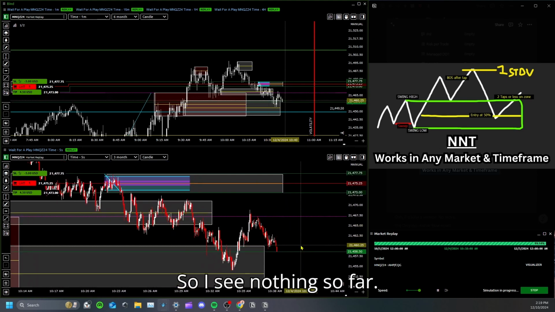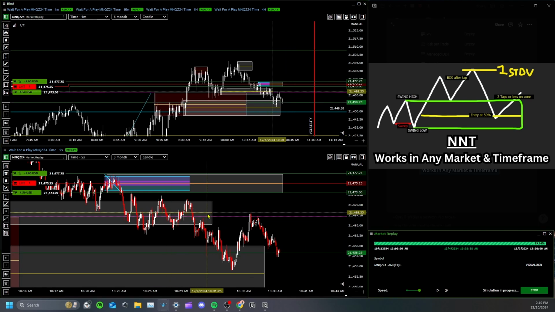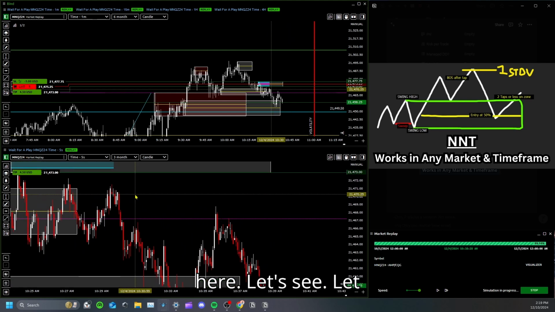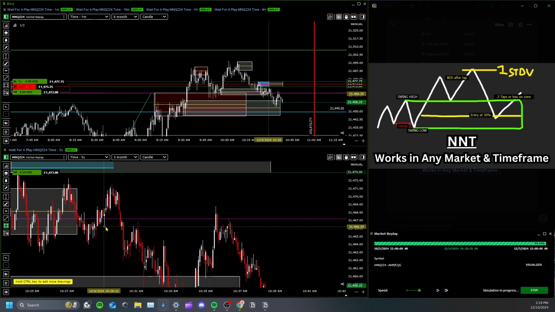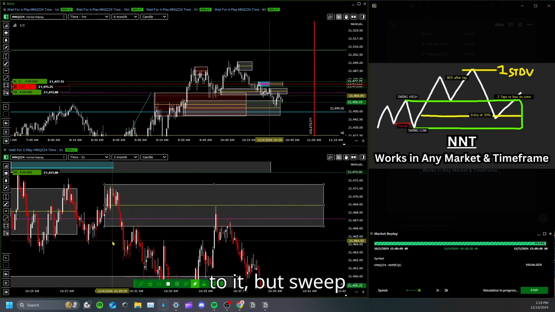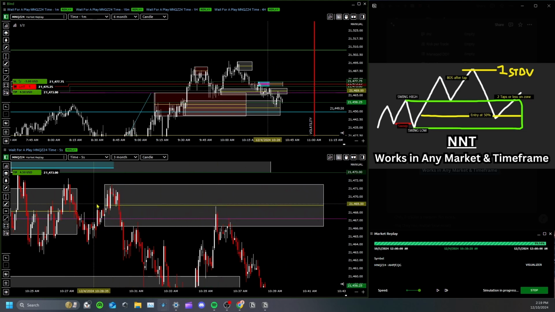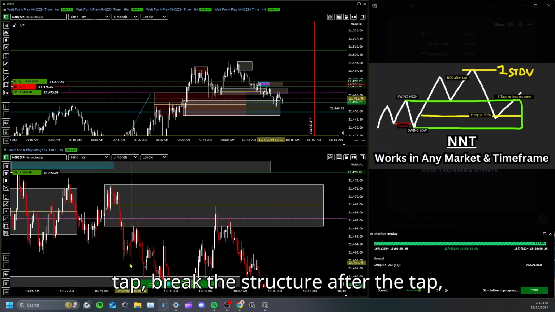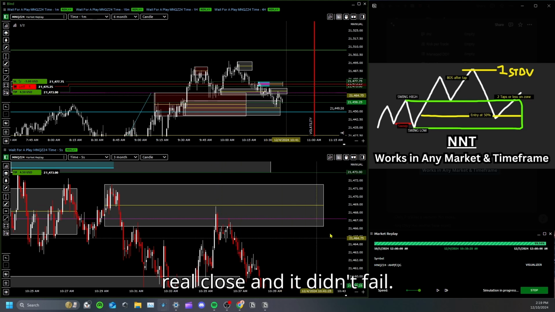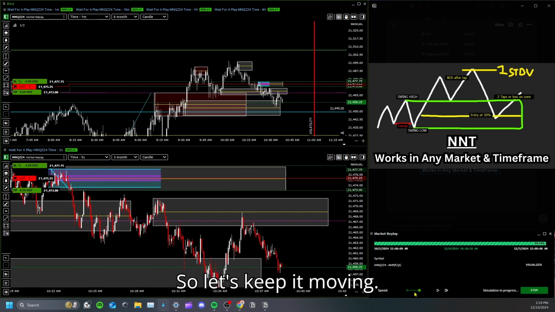So I see nothing so far. I think there was a setup that I missed here. Let's see. Let me show you. It didn't really fill. It got real close to it. But sweep, tap, break of structure after the tap. Then we came in and filled 50%, but it got real close and it didn't fail. So let's keep it moving.